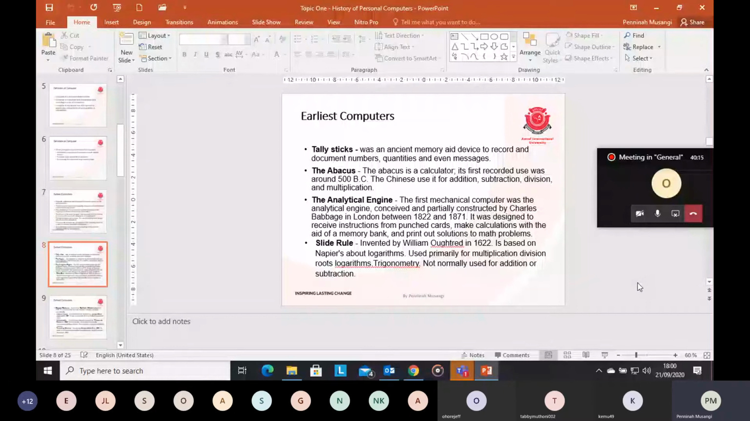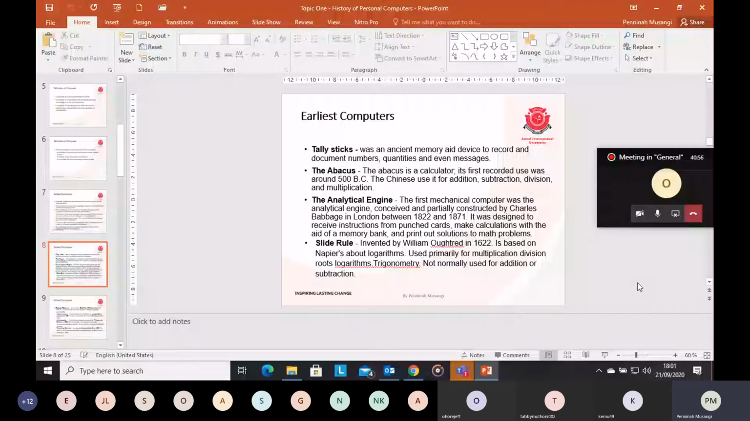Another form of a computer is the abacus. And the abacus is a calculator, and its use was first recorded in 500 BC, and it's a Chinese invention. And it was being used for addition, subtraction, division, and multiplication. So you can see the abacus was helping people to calculate. So if it is to calculate and to compute, and from what we have defined in our introduction of what is a computer, that device which helps in computation, then the abacus also qualifies to be termed as the earliest form of a computer.